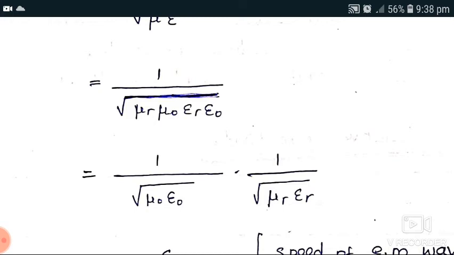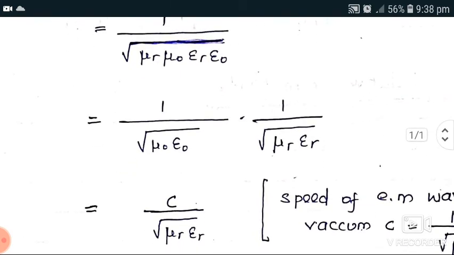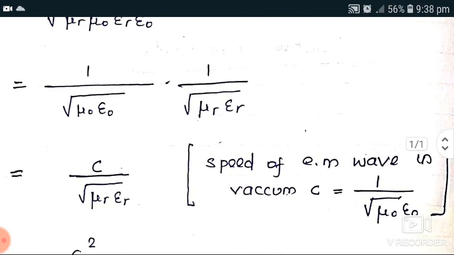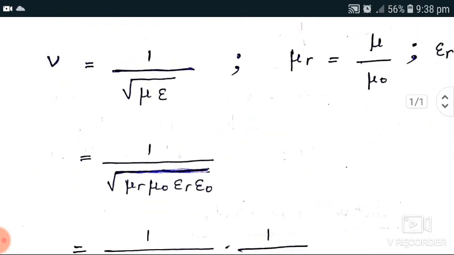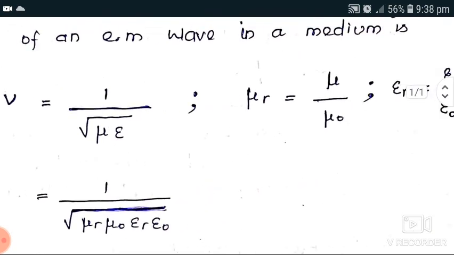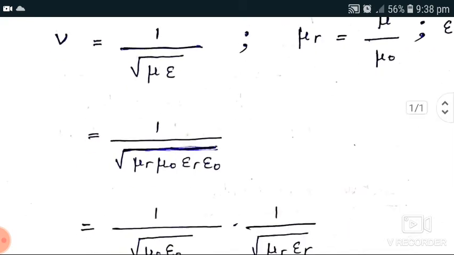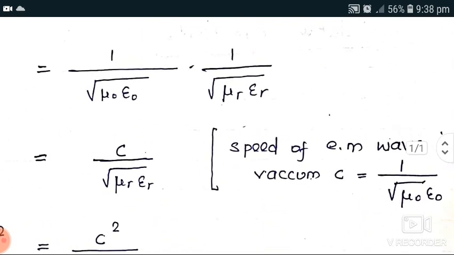So this is a constant term, 1 divided by root of mu naught into epsilon naught, and next 1 divided by root of mu r into epsilon r. These are the relative permeability and relative permittivity. Similarly, here we are writing the speed of electromagnetic wave in a medium, 1 divided by root of mu into epsilon. Here what we got is 1 divided by root of mu naught into epsilon naught, similarly, but mu replaced as mu naught, epsilon replaced as epsilon naught. Naught means it is represented in free space.